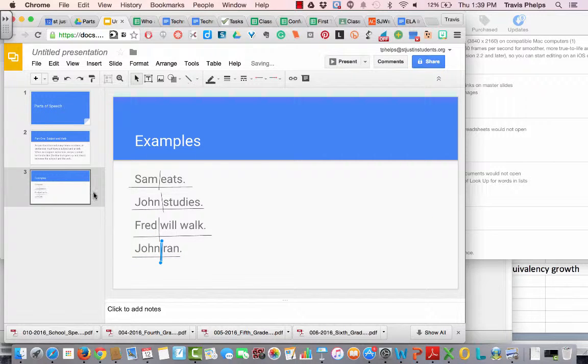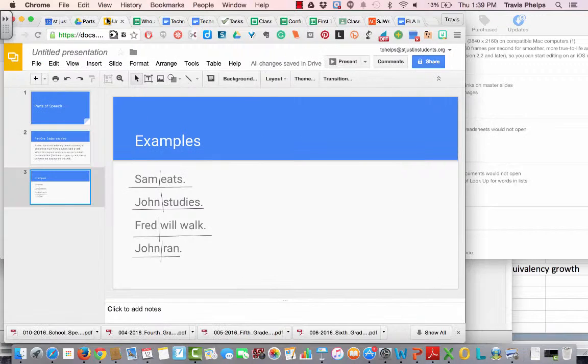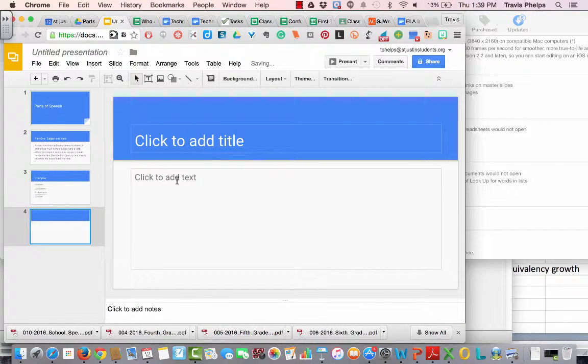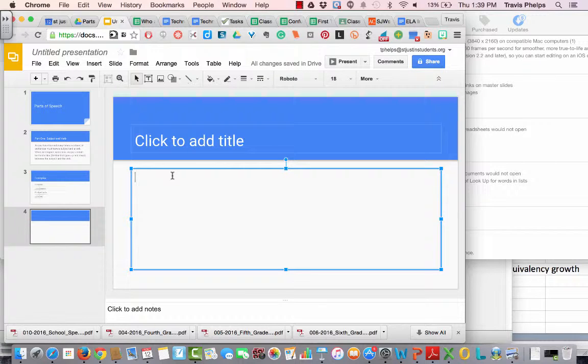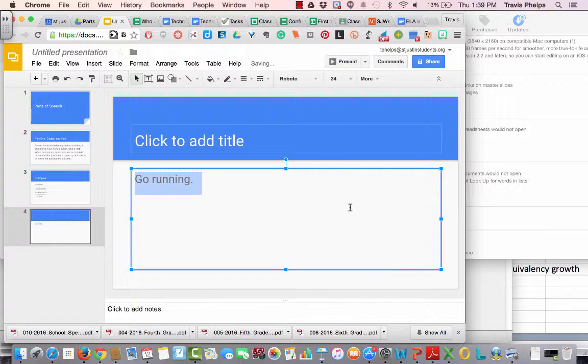These are all pretty easy examples that we're starting with. The one thing that could be a little tricky is if we say to someone, go running. This might seem tricky because we don't see a subject.